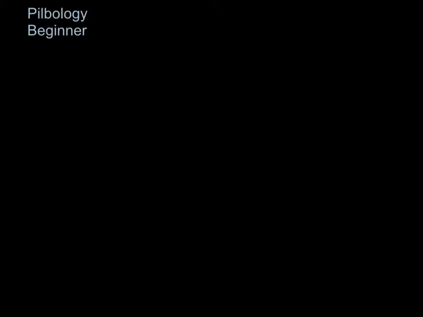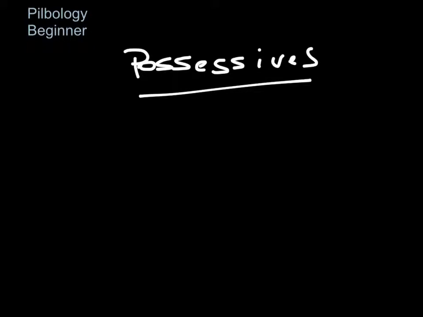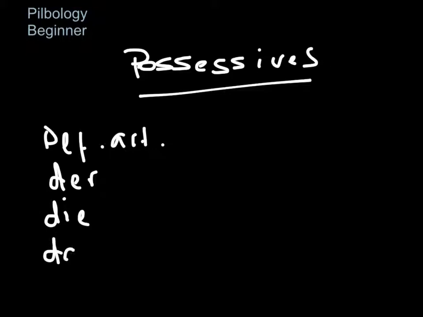This is a beginner's level video that today is going to focus on possessives. Now we've already seen definite articles. Definite articles were the ones that were the der, the die and the das, all of which meant the or the, depending on how you want to pronounce it.